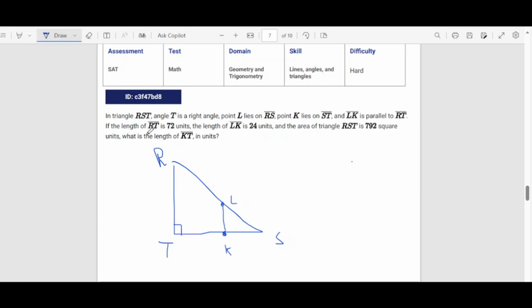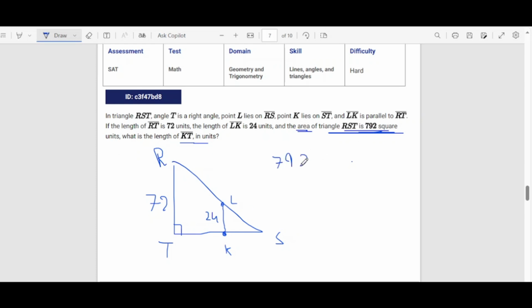If the length of RT is 72 units, the length of LK is 24 units, and the area of triangle RST is 792 square units, what is the length of KT in units? This question is a bit tricky, but I'll explain how to solve it. We're just going to use the values they gave us, and the area of triangle RST equals 792.